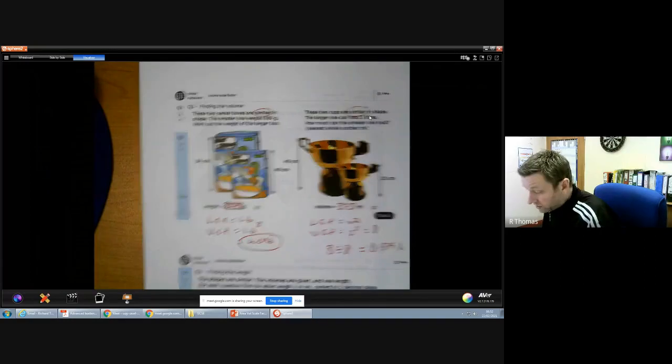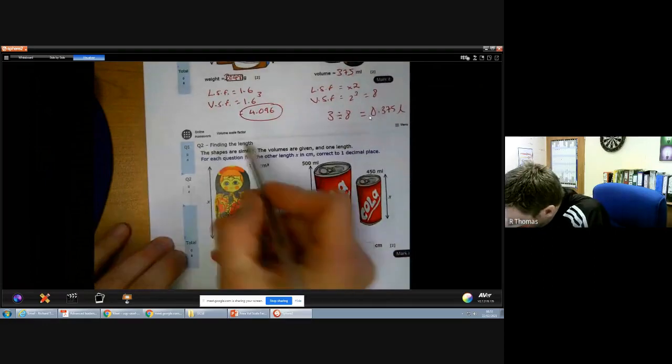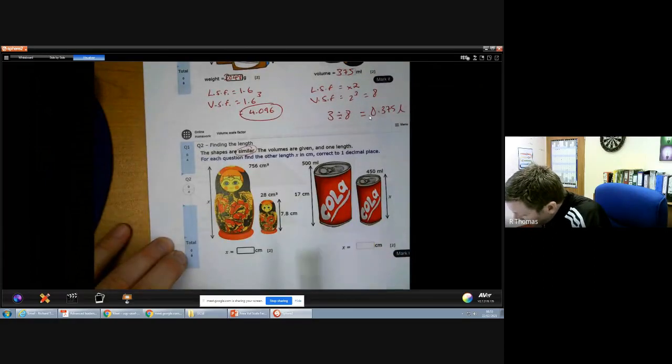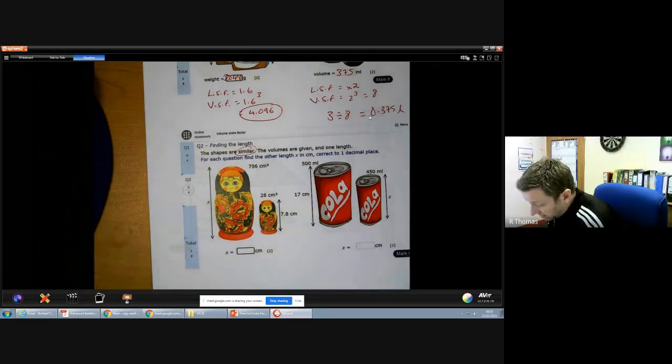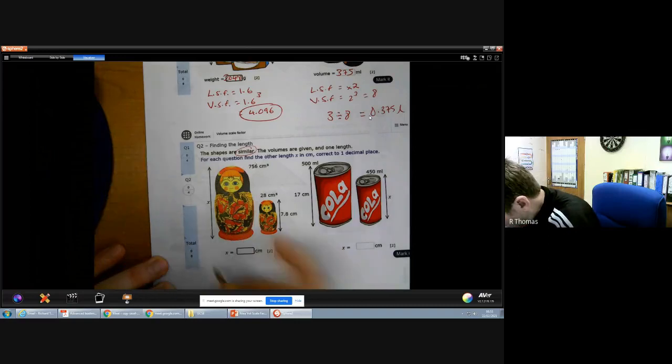Right, let's have a look at the last ones, and then we're done. The shapes are similar, the volumes are given, and one length. For each question, find the other length. Right, so like we did on the area ones, this time we're going to work out the volume factor. Then we're going to cube root it to get the linear scale factor, right? So look at these numbers here. I'm going to divide these to get the volume scale factor.